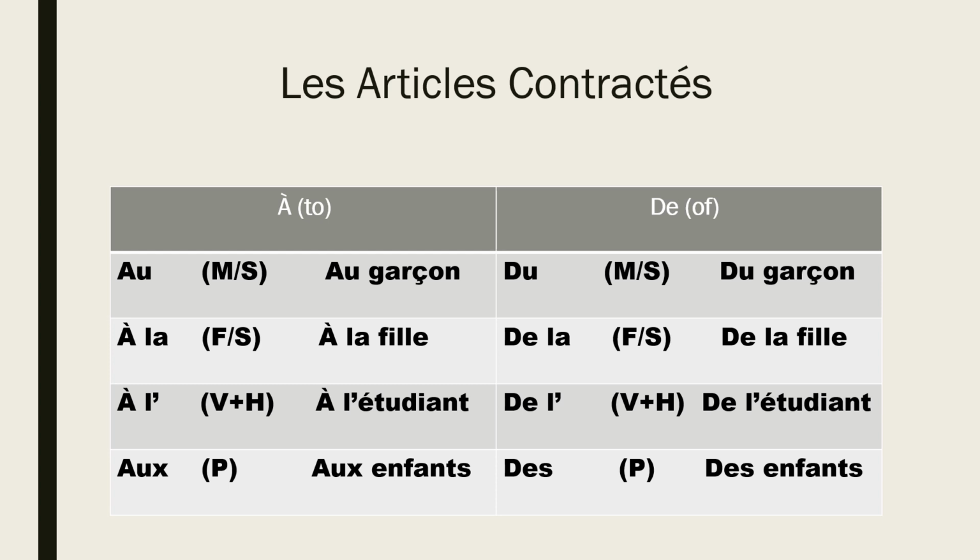of the girl. Next we have de l apostrophe. It is used with vowels plus H. Example, de l'étudiant, of the student. Last one is des. It is used with all plurals. For example, des enfants, of the children.